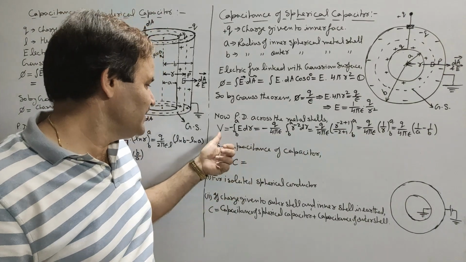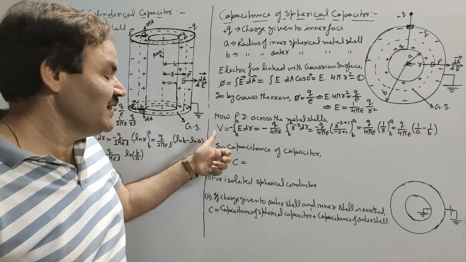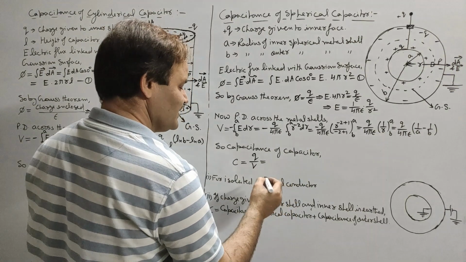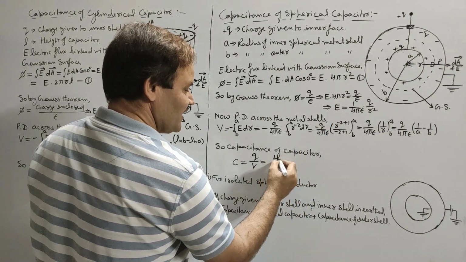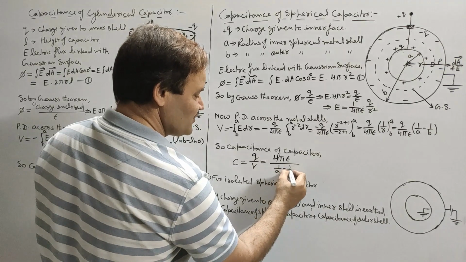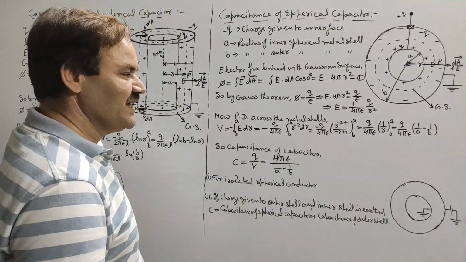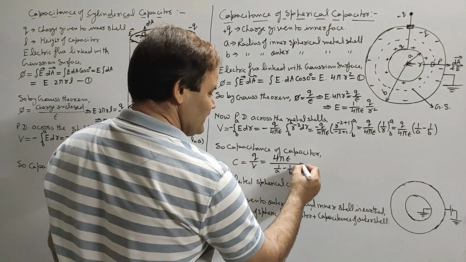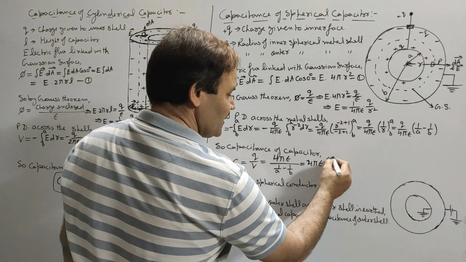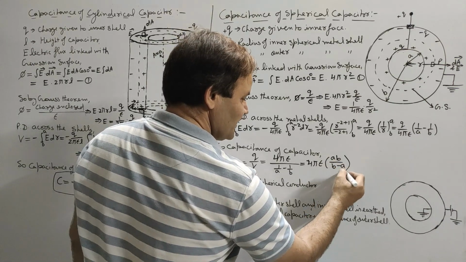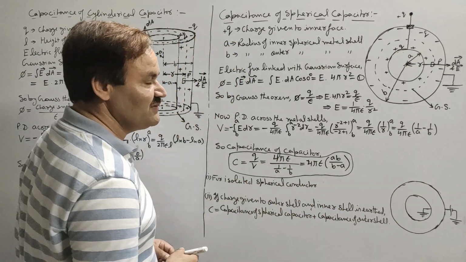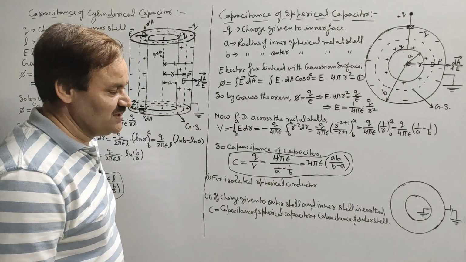And if potential difference we have obtained, then capacitance of capacitor will be charge given Q divided by potential difference developed, and this will give us 4 pi epsilon in the numerator divided by 1 upon A minus 1 upon B, because Q will get cancelled with Q. If we take LCM, then it will become 4 pi epsilon AB upon B minus A. So this will give the capacitance of spherical capacitor when charge plus Q is given to its inner shell.